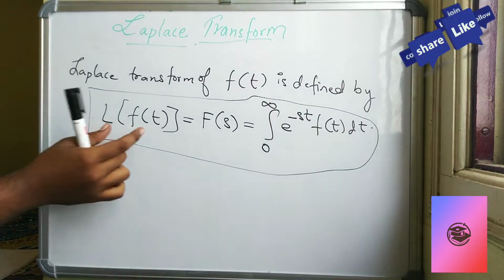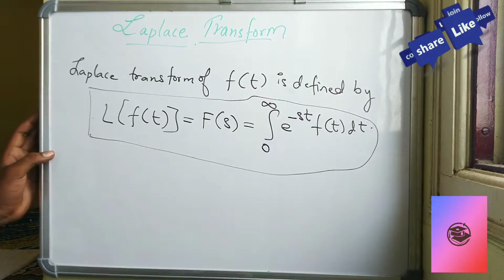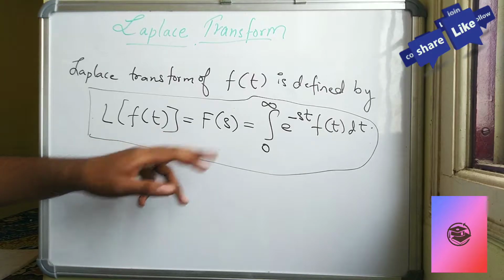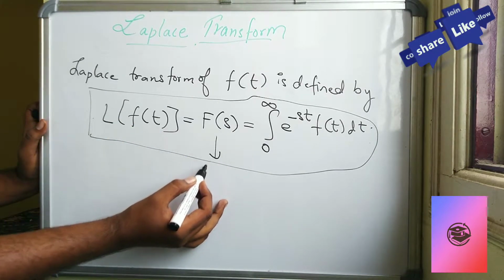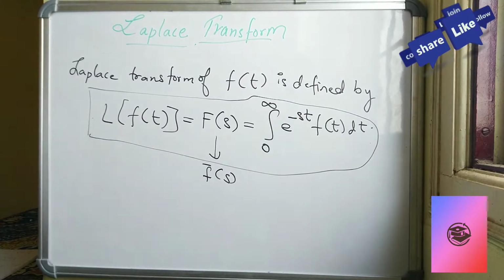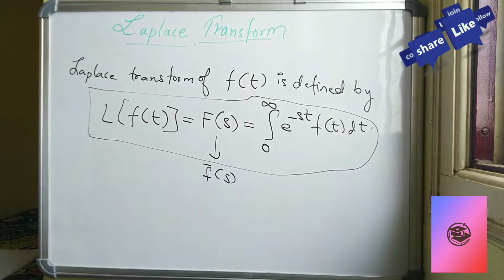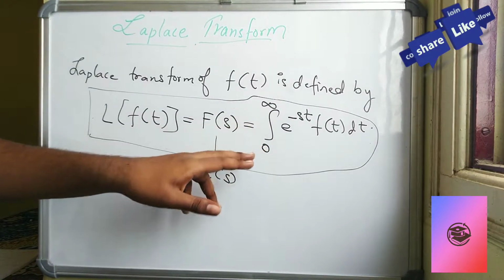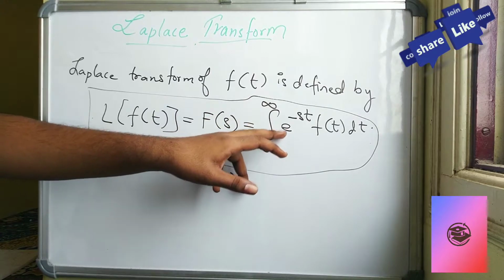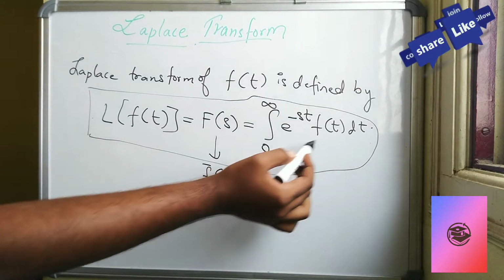In order to find the Laplace transform of a function which contains t, it is denoted by F of s. In some textbooks, we write it as f bar of s. So this is nothing but a function of s. Find the Laplace transform of t, and you will get it in terms of s. We'll analyze this by doing some problems. It equals the integral from 0 to infinity of e power minus st times f of t, with respect to t, so you have to integrate.